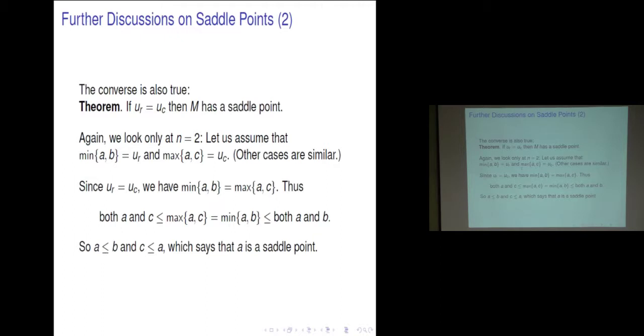Okay, so read it together. No matter whether you choose A or you choose C, it's always less than or equal to B, right? So A will be less than B. Now you choose C, C will be less than A, right? So we have A less than B and C less than A. So this says A is a saddle point, right? Because A will be the minimum in the first row and the maximum in the first column. So we'll have a saddle point. The other cases are similar.